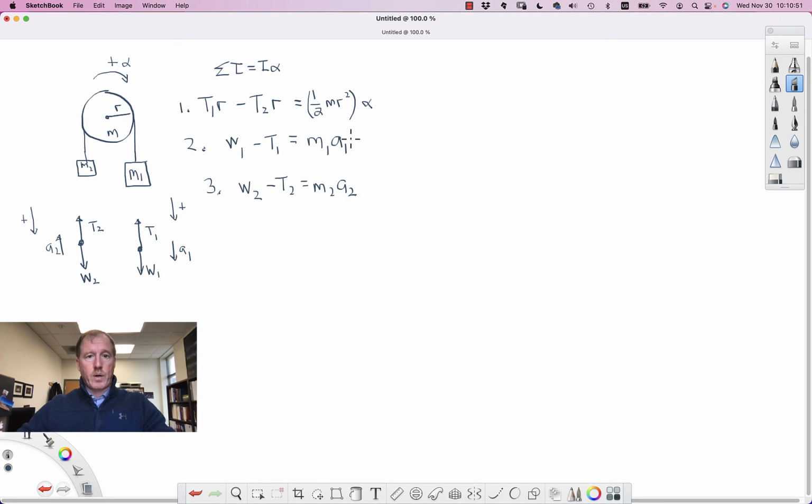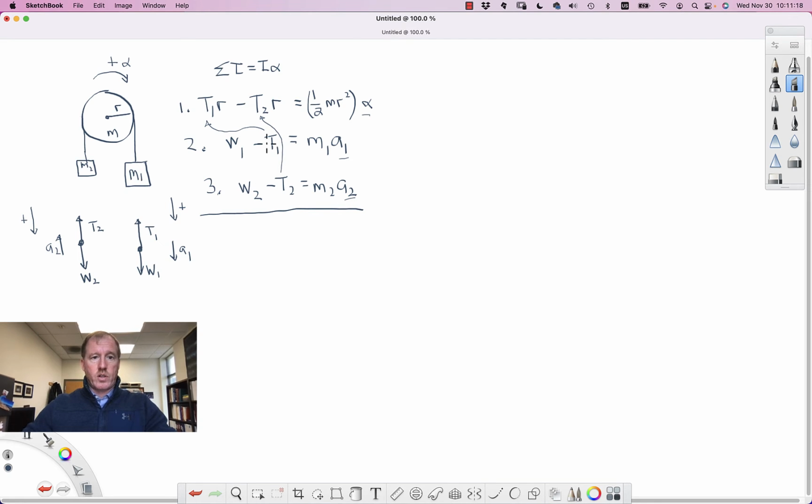Okay, now what are we going to do? We have to connect these three equations. So what we're going to do is solve equation 2 for the tension and plug that in up here. We're going to solve equation 3 for the tension, and plug that in up here. And then we also know that this acceleration and that acceleration and the angular acceleration are going to be related to each other. So we're going to have to somehow connect those.